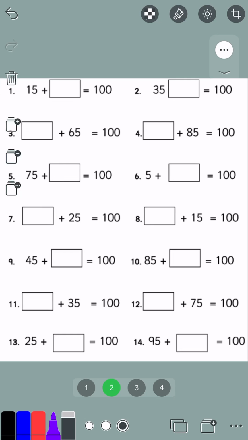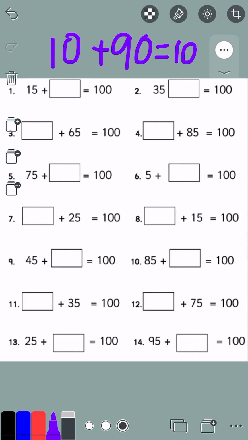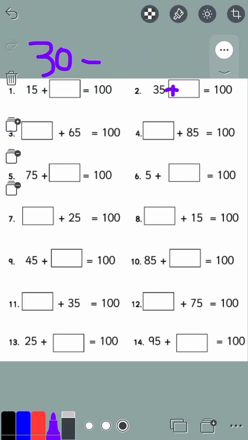For the last part of this video, we are doing some examples. Look at the first one. 15 plus what equals 100? You know that 10 plus 90 equals 100. Then for 15, the 10 took away 5 from the other number. So 90 minus 5 equals 85. Now 35 plus what equals 100? Again, 30 plus 70 equals 100. We have 30 and 5 from the 70, so take away 5 from 70. That equals 65.